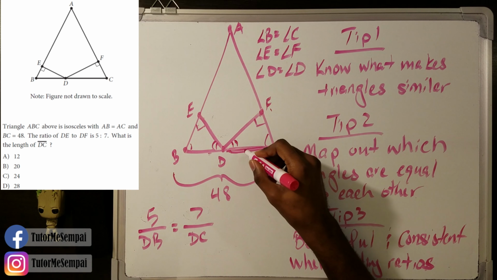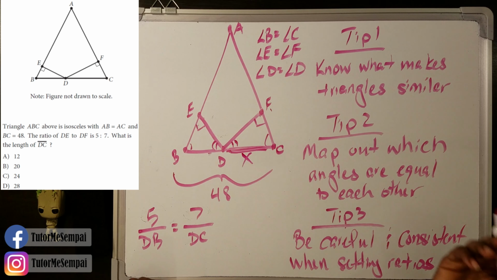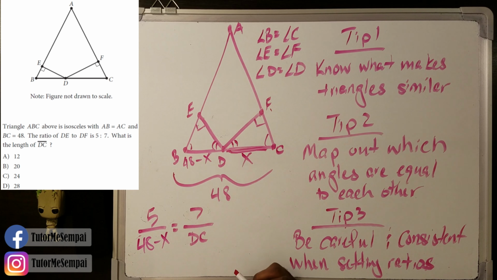So if we're trying to find this, let's say x, we know that this whole thing is 48. So this right here is going to be 48 minus x. So DB is going to be 48 minus x, and DC is just going to be x. And notice this ratio is tied directly to this triangle, and this ratio is tied directly to that triangle. I'm not mixing and I'm not matching. We want to make sure that each triangle has their own fraction.